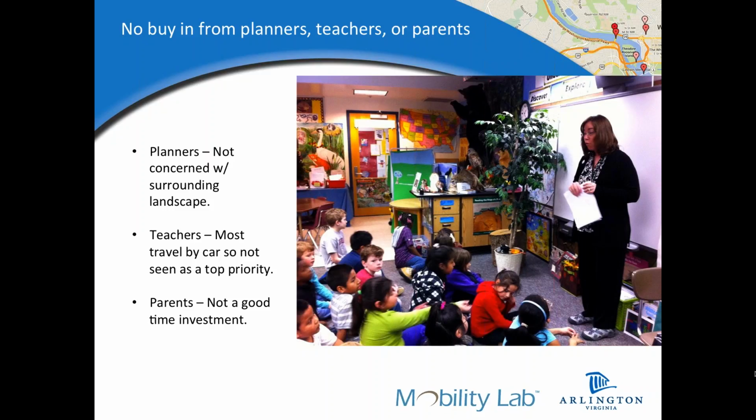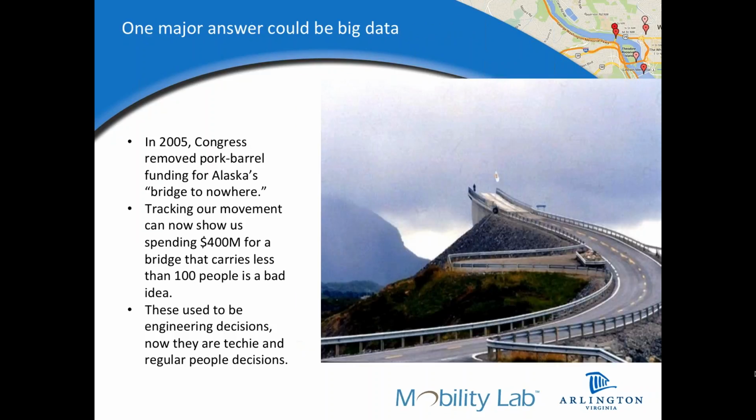So how do we make it easier to walk and bike to schools, gaining all the societal positives it would bring? One major answer could be big data and the ways we can become so much smarter when we build our neighborhoods around what we learn from it.